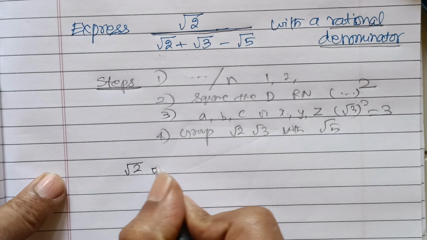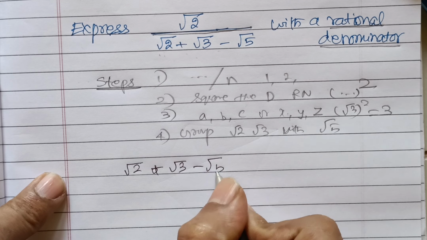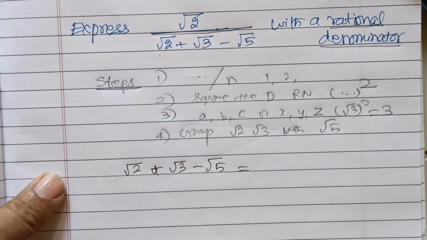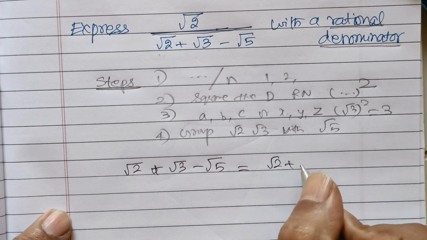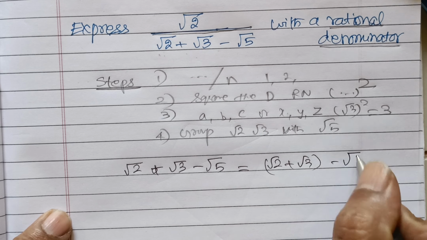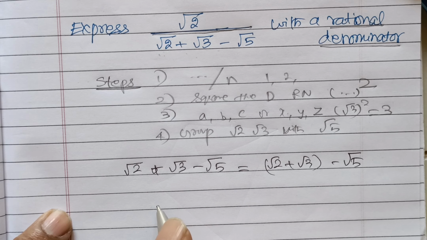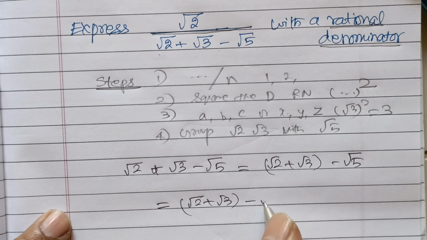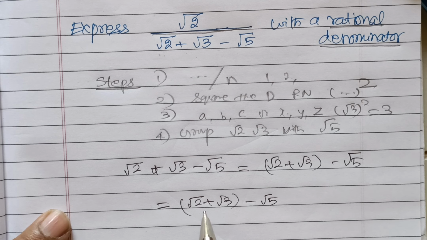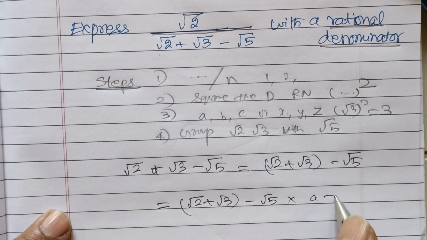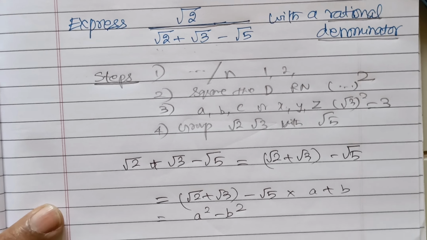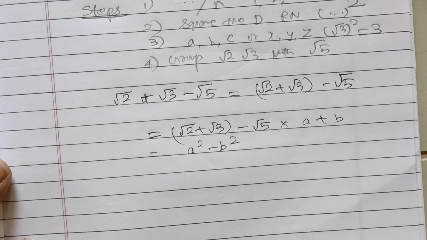Root 2 plus root 3 minus root 5. So how we can do is, we can group into root 2 plus root 3, and minus root 5. Right? Then we multiply with the same root 2 plus root 3, which is a minus b. So we have to get a minus b into a plus b. So that will give a squared minus b squared. Correct?